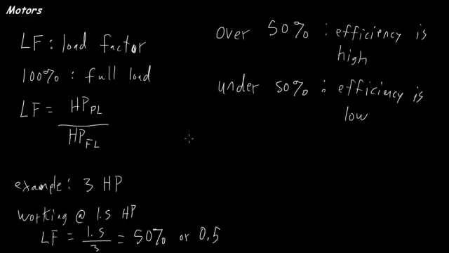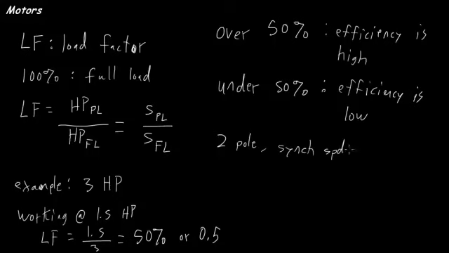So I've given you one formula here for load factor, but there's another one we need to know, which has to do with the slip. So I'm going to abbreviate that slip as S: slip at partial load, divided by the slip at full load. So let's do an example. Let's say I have a 2-pole motor. Therefore, my synchronous speed is equal to 3,600 RPM.